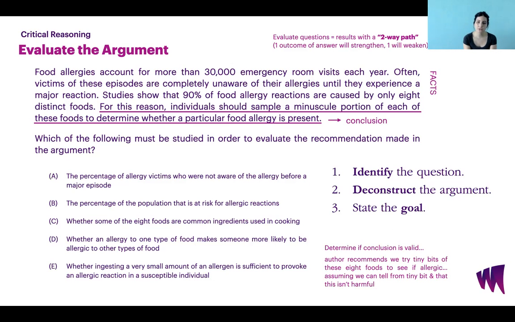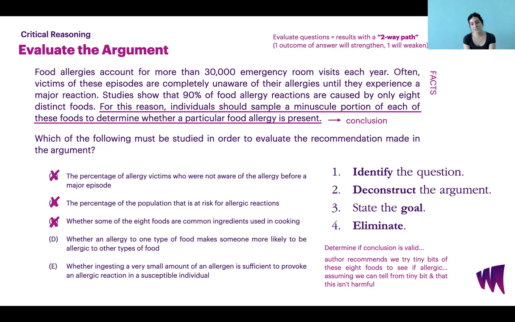So the next step is to eliminate. A says the percentage of allergy victims who are not aware of the allergy before a major episode. Knowing the exact percentage doesn't change our argument, so I'm going to eliminate A. The percentage of the population that is at risk for allergic reactions, this again doesn't affect our recommendation. It's not even focused on food allergies specifically, so I'm going to eliminate B. Whether some of the 8 foods are common ingredients used in cooking, this has no effect on our conclusion, so I'm going to get rid of C.